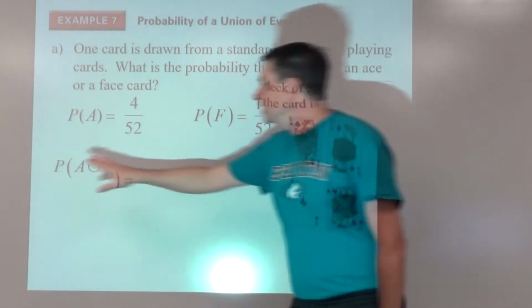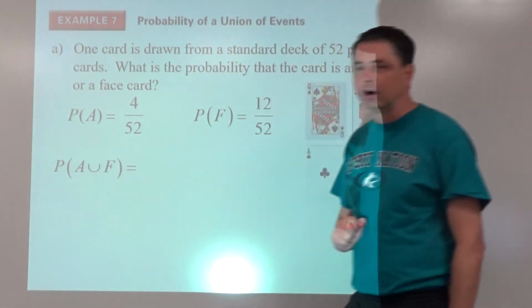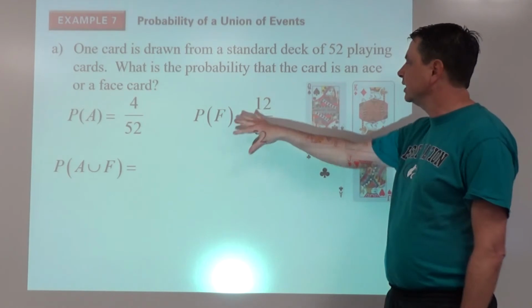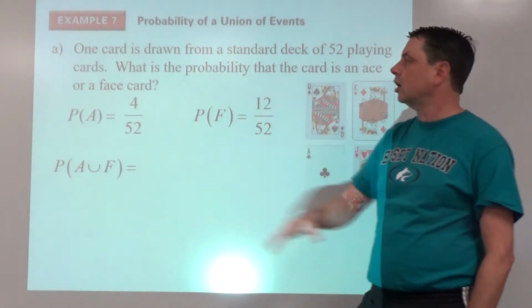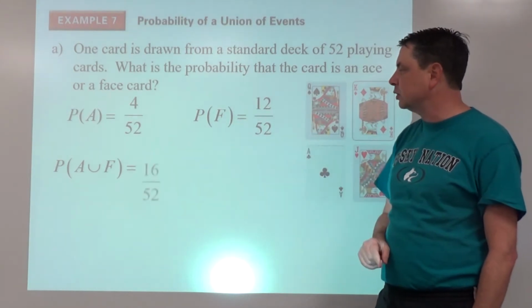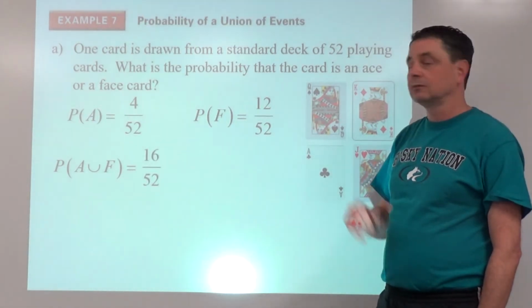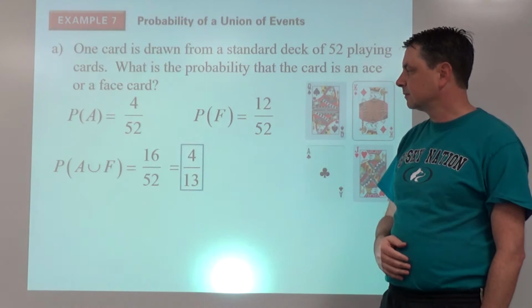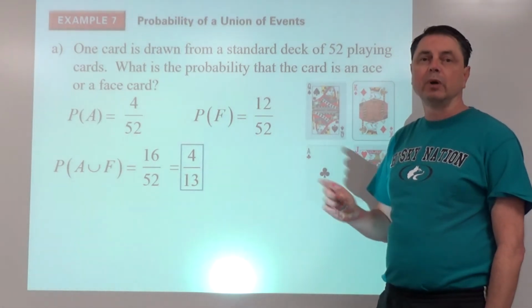So the probability of drawing an ace or a face card, well, these are mutually exclusive events because there is no card that is both an ace and a face card. So we could just add those up, reduce it, and we've got our answer for part A.